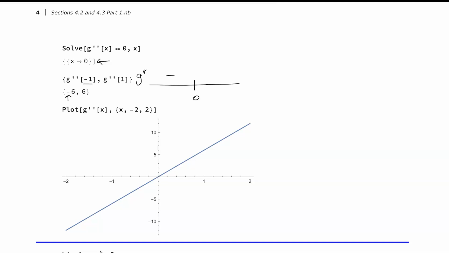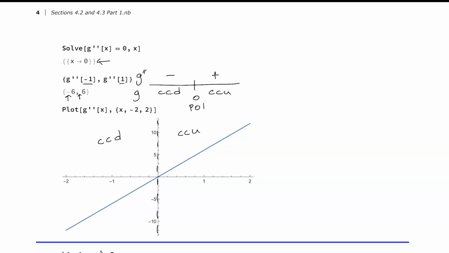And then I pick a point to the left of 0. I picked -1, and I check the sign of g double prime. I evaluate g double prime at -1, and I get a -6. So that negative sign tells me g double prime is negative to the left of x equals 0. Then I pick an x value bigger than 0, and I picked x equal 1. And I plug that value into g double prime to find the sign, and that is a positive. So that tells me that g is concave down to the left of x equals 0 and concave up to the right of x equals 0. So g has a point of inflection at x equals 0.